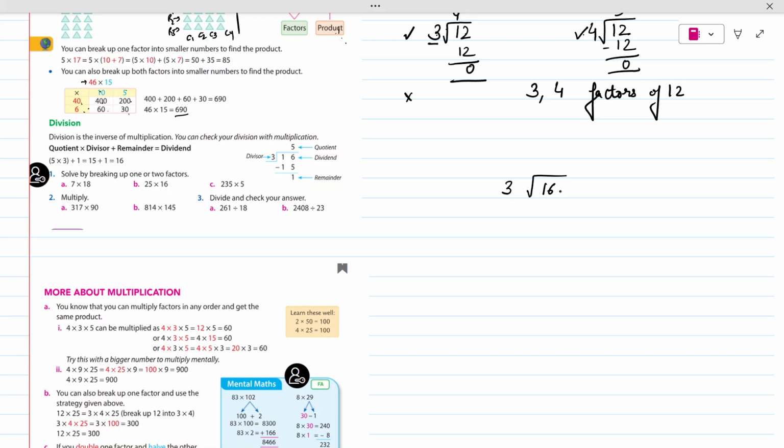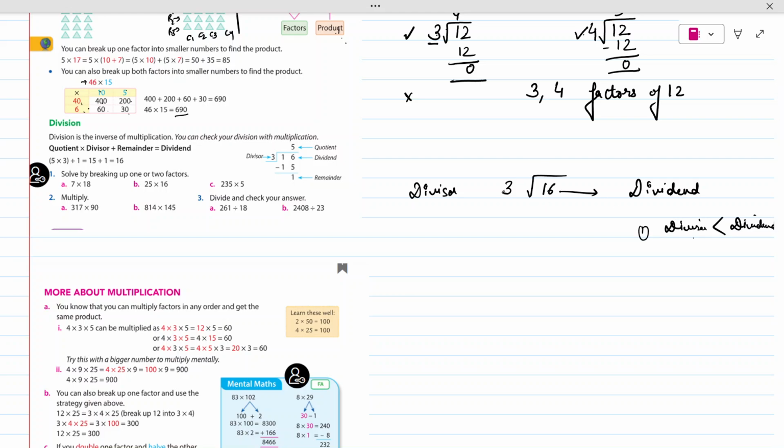So the number which is getting divided is called the dividend, right? And the number which is dividing the other number is called the divisor. The divisor is always smaller than the dividend. This is the first rule of division.